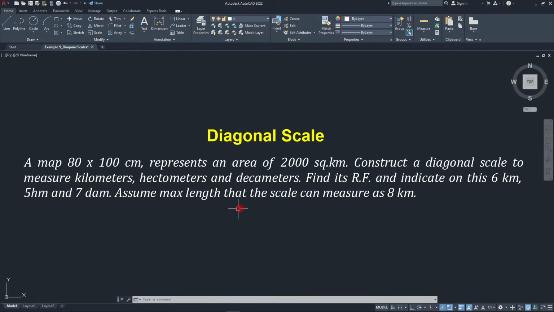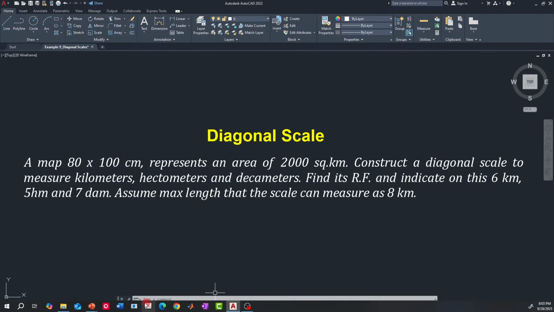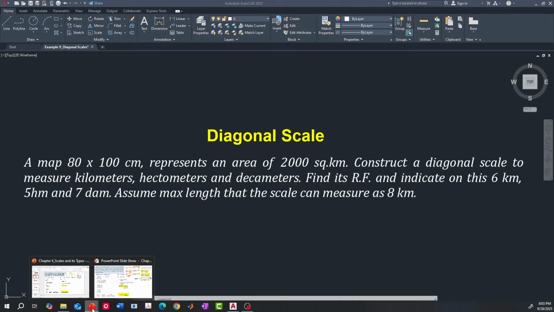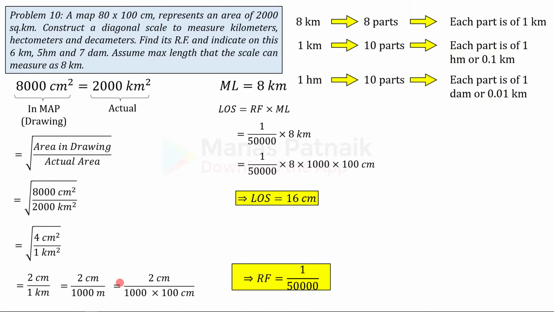You need to take the maximum length that the scale can measure as 8 kilometers. Wonderful. I have made a small presentation. Let's switch to that first. And then once we have the value of RF, once we have length of scale, we can go ahead and do this entire construction. Here we go. Let us start with the presentation. Where is it? Here.